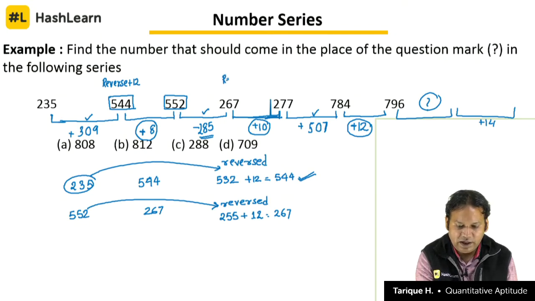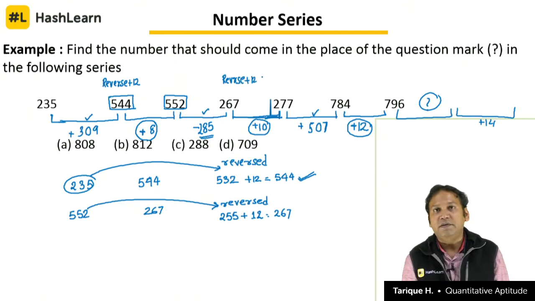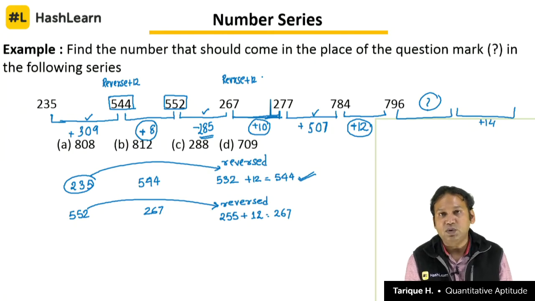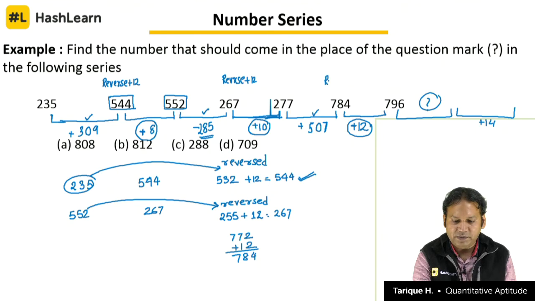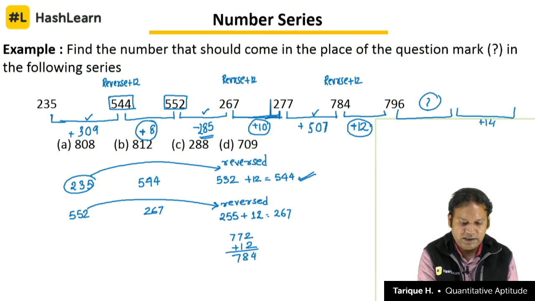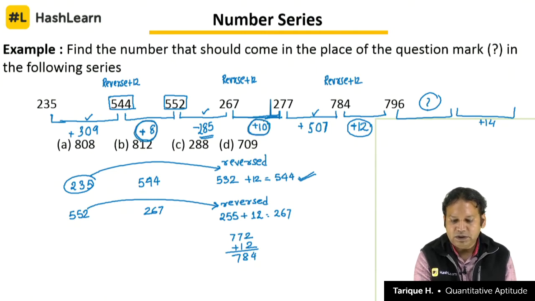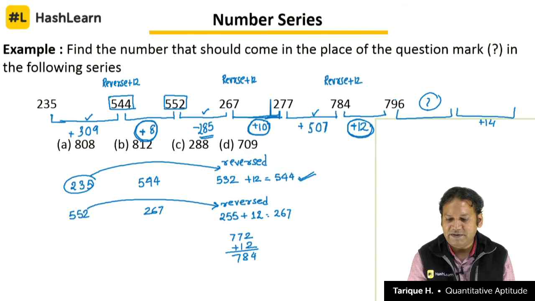What is happening with alternate numbers? Reverse plus 12. That means the previous number, reverse that number and add 12 to get 267, then again plus 10. Similarly 277, you reverse it, it will become 772. Add 12 to it, you get 784. Reverse the previous number and add 12 to get 784, and then plus 8, plus 10, plus 12. 784 plus 12 is 796. So the next number should be again reverse plus 12.